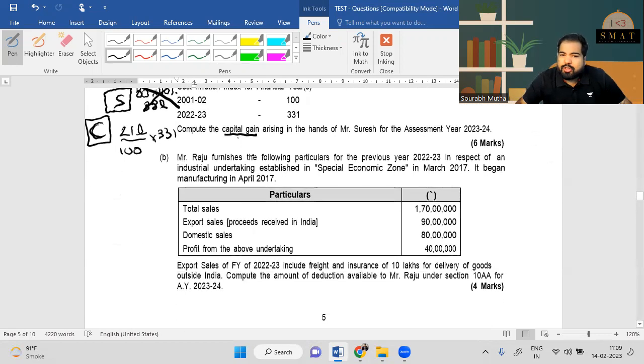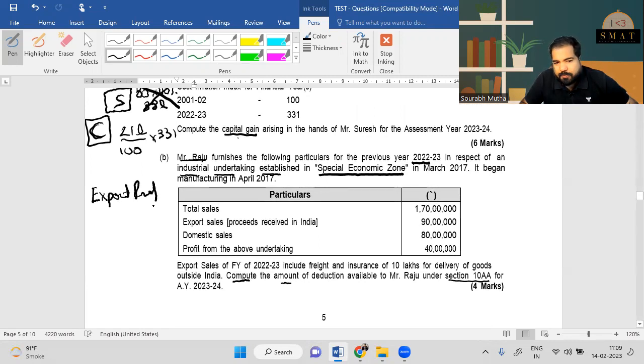Moving ahead, Mr. Raju furnishes the following particulars for the year 2022-23 in respect of an industrial undertaking established in an SEZ. Congratulations, guys. Raju is doing a special economic zone activity, that is an awesome area. Compute the amount of deduction available under section 10AA. So first I have to calculate the 10AA deduction. For the 10AA deduction, we will have to see export profits. That is step one.